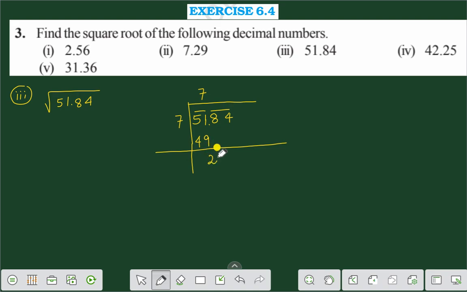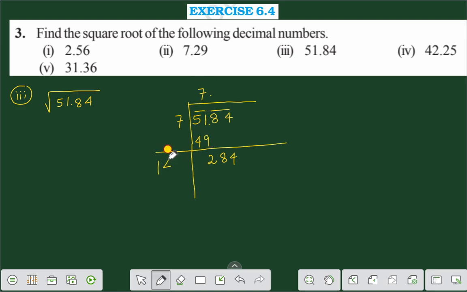Carry 1. 4 plus 1 is 5, 0, 2. The point is there. Give the point, and 84 will come down. 84. That is 284. Now double the quotient. 7 twos are 14.